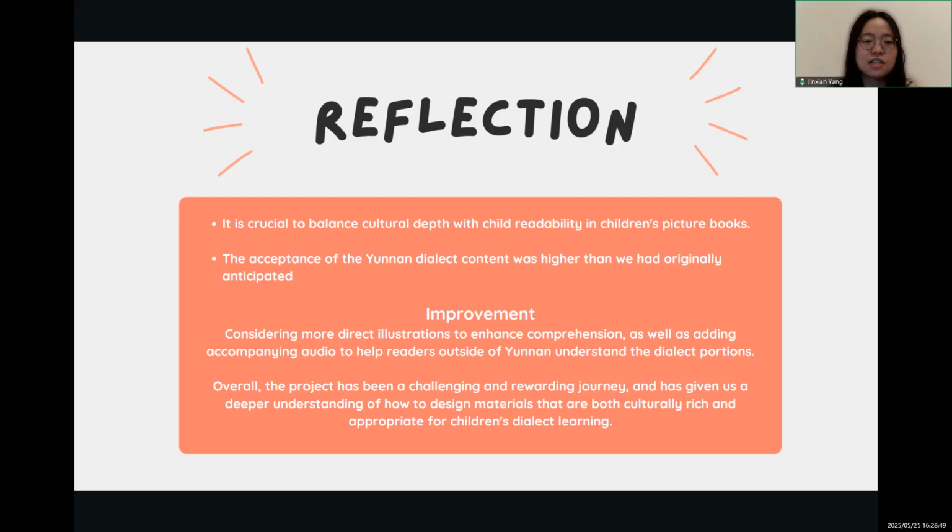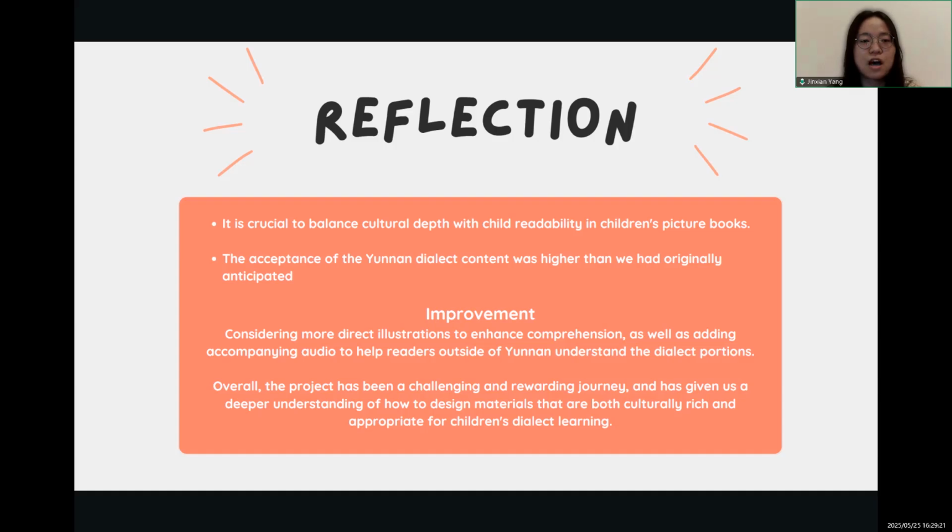And for the reflection, this project made us realize that it is crucial to balance cultural depth with child readability in a children's book. We are pleased to find that the acceptance of Yunnan dialect content was higher than we had originally anticipated. And this suggests that children's picture books have more possibilities for dialect education.